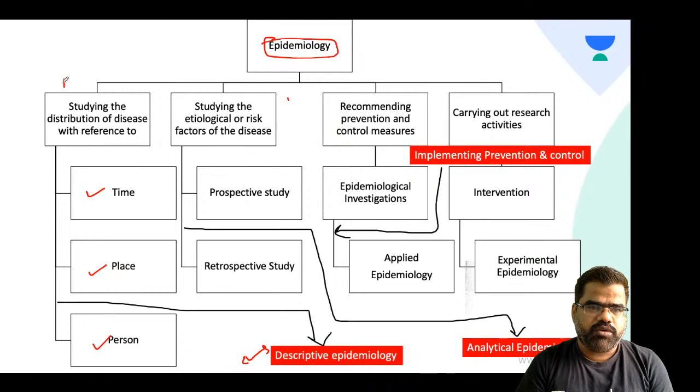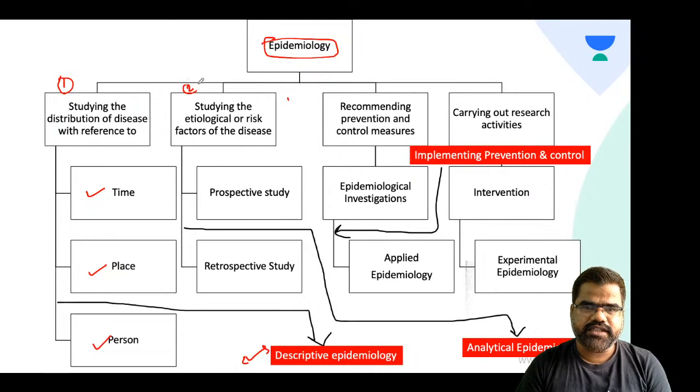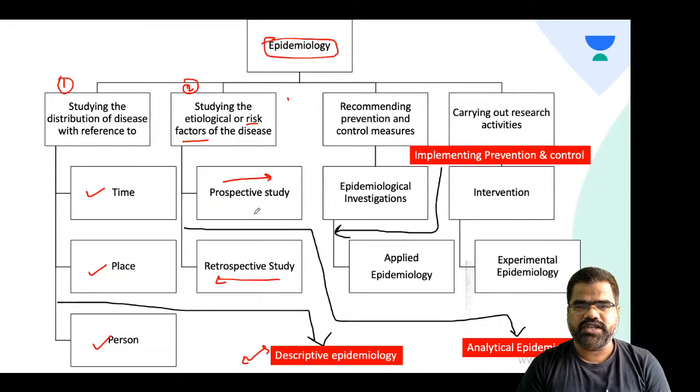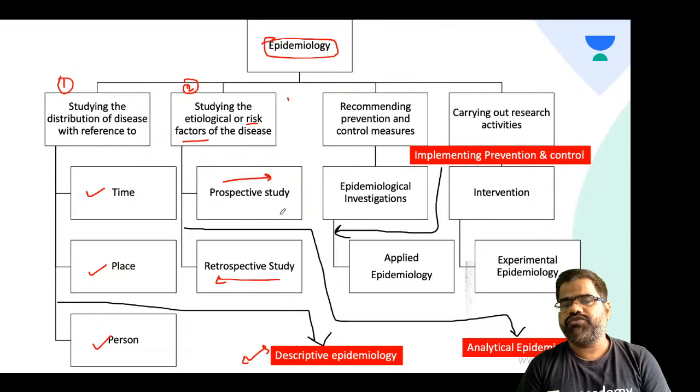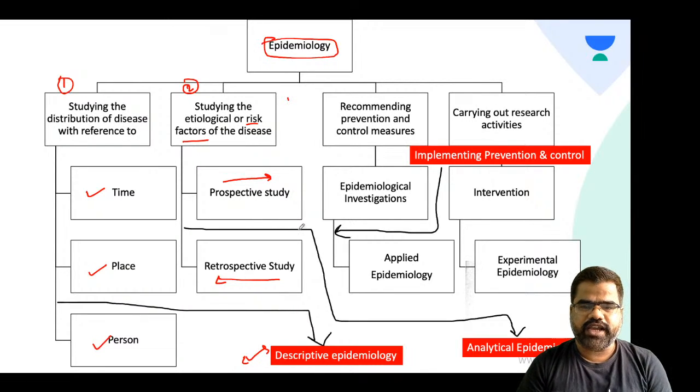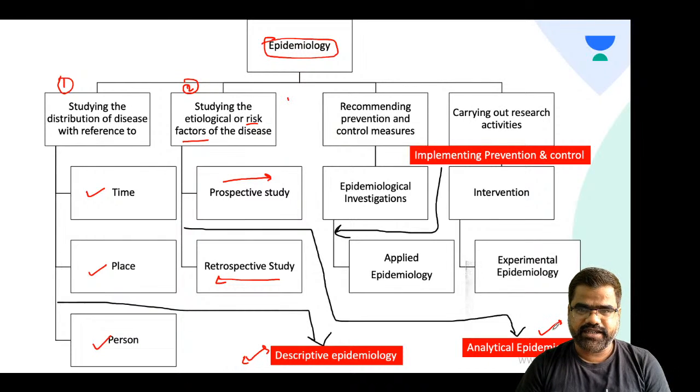Now, this is the first component. Let's take the second part. If you're studying the etiological risk factors of the disease, you're trying to study the risk factors. So if you want to study the risk factor, you can study that by either moving forward, which is a prospective study, or you can move backward, which is a retrospective study. So when you are trying to analyze or understand the risk factor, either going forward or going backward, can we say this is analytical epidemiology, right?